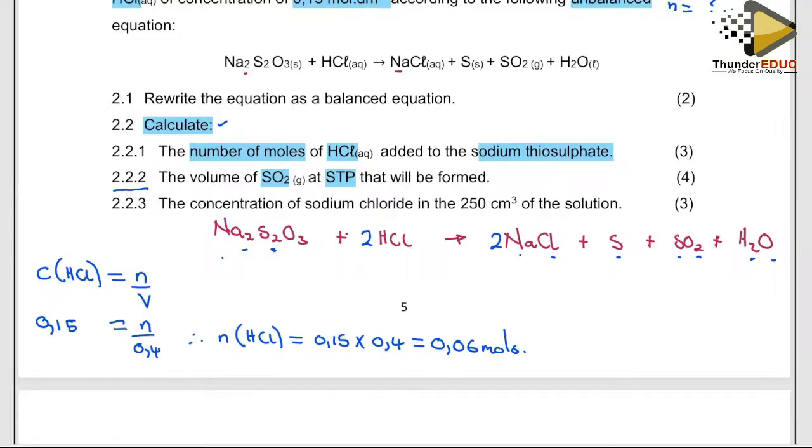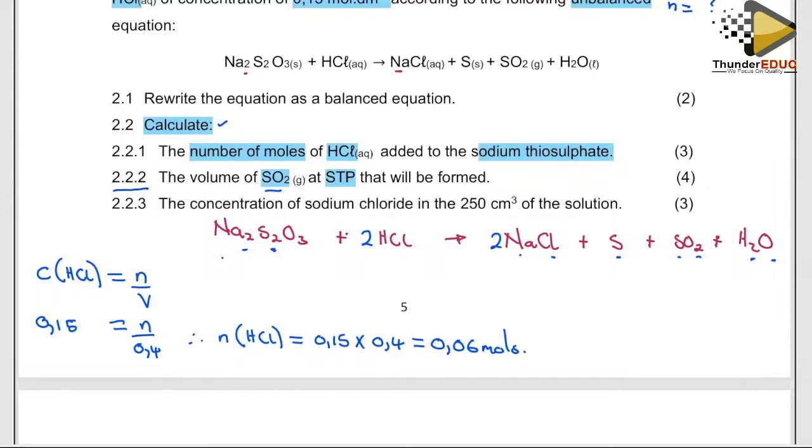So now, according to this, we're going to work out the number of moles that are actually going to be formed there. We do not have the moles of sulfur dioxide, we do not have the volume of sulfur dioxide, and we do not have the number of moles of sulfur dioxide, right? So now we are going to use the mole ratio.